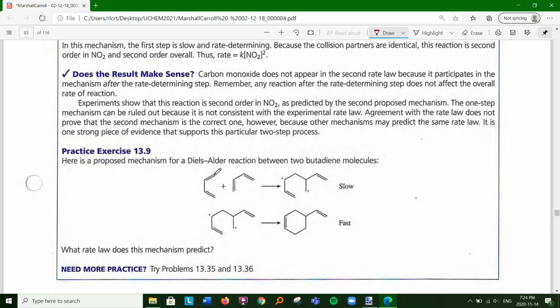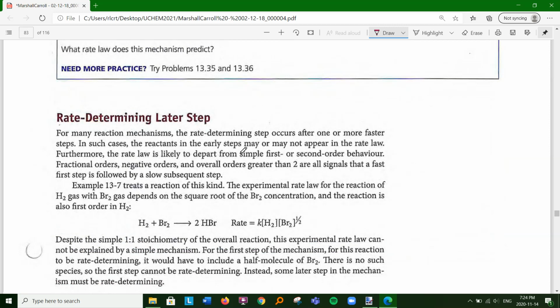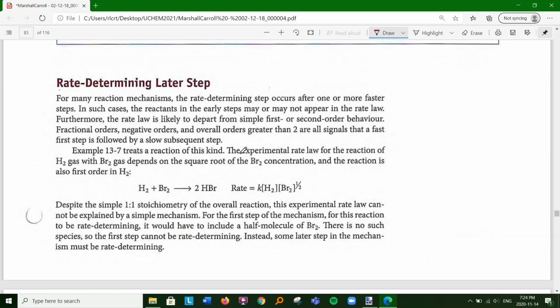Okay. Practice exercise. So the rate law would be k times, well, you have 2 butadiene molecules. So the rate would be k times the concentration of butadiene times the concentration of butadiene. Okay. So now the one that's a bit trickier here, some years we don't talk about this. Some years we put it in. I don't know whether it's going to be in or not, so I'm going to be on the safe side here and discuss it. Okay, so rate determining where the first step is not the slowest step.